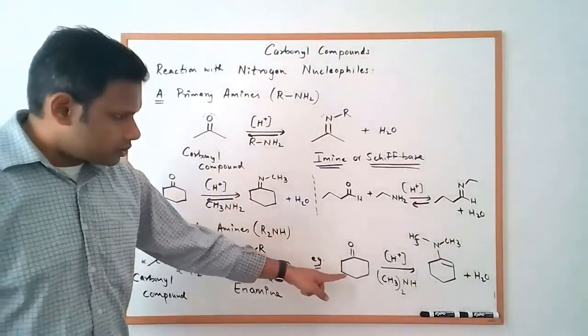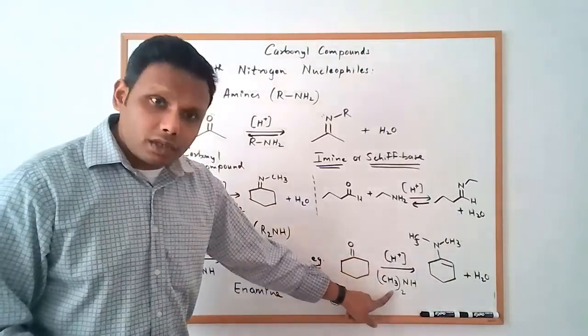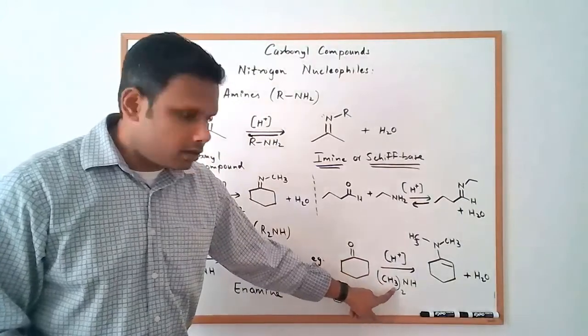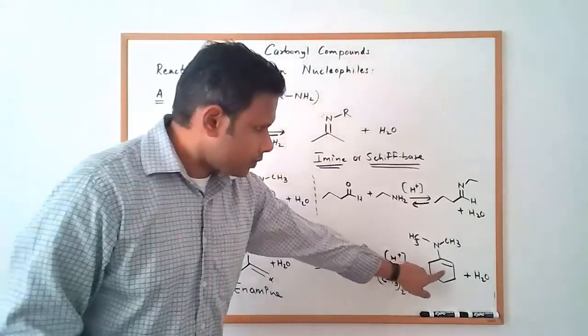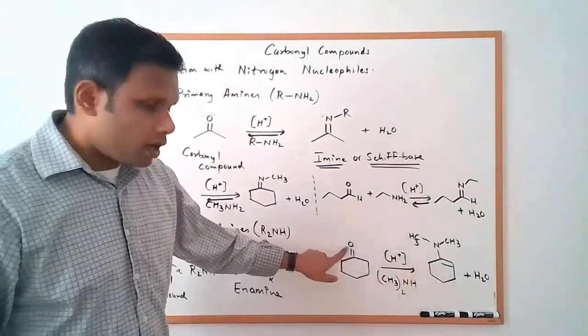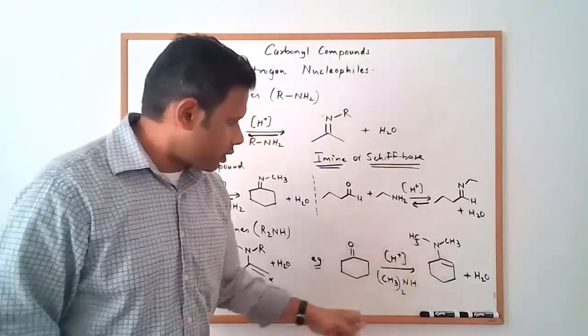You can compare these structures. If I use cyclohexanone, acidic conditions with a secondary amine, this is dimethylamine. There are two methyl groups on that nitrogen. The product that I get is the oxygen replaced by a nitrogen with its R groups, single bond.